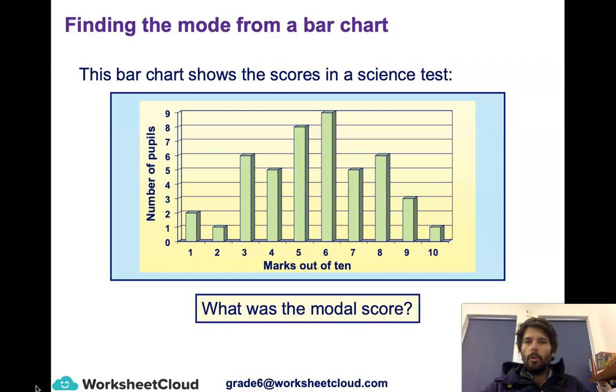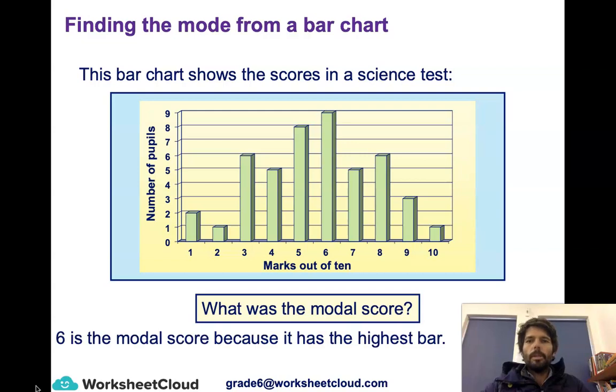1 pupil got 1 out of 10. 3 pupils scored 3 out of 10, 5 pupils scored 4 out of 10. 8 pupils got 5 out of 10. And then the tallest bar is 9 pupils that got 6 out of 10. So your modal score there is going to be 6 out of 10 because that is the highest bar.